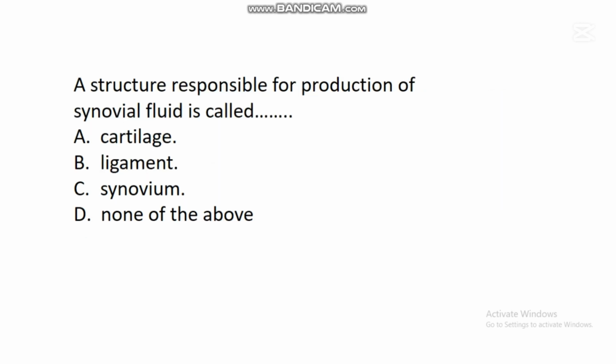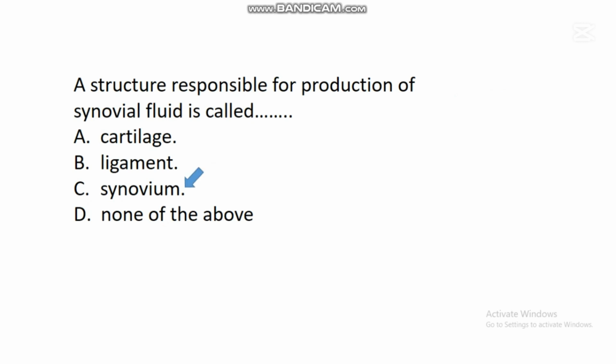The next question says, a structure responsible for production of synovial fluid is called dash. A. Cartilage. B. Ligament. C. Synovium. D. None of the above. In this question, the correct answer is C.